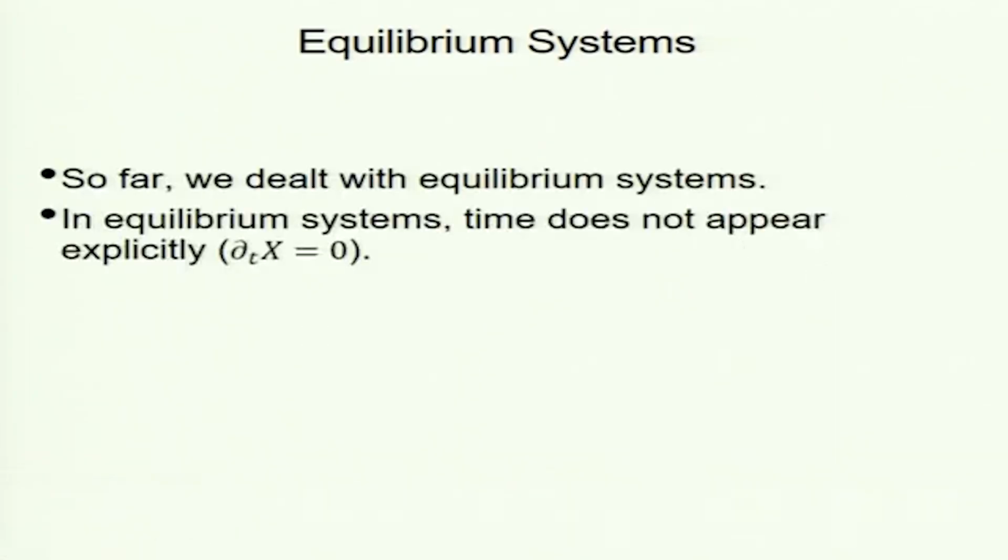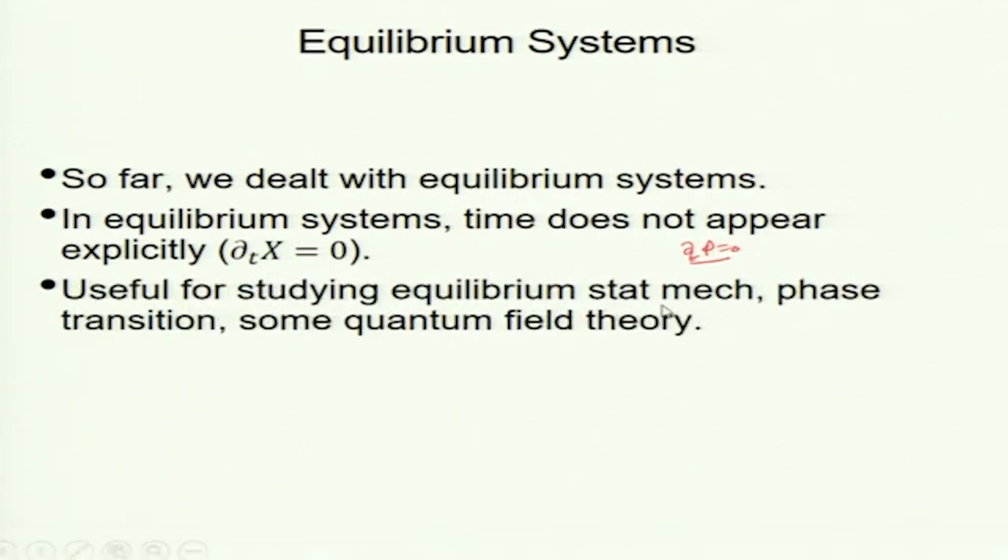So, let us first review the properties of equilibrium systems which we discussed in this course so far. In an equilibrium system, time does not appear explicitly. If you recall, when I was doing phi 4 theory, I just turned off d by dt of phi, it is 0. So you are looking at only the equilibrium properties of phi 4 theory. This is used for studying many things like equilibrium stat mech, phase transition and some quantum field theory, okay, which I did not do a lot of examples, but a lot of things can be done with the equilibrium framework.